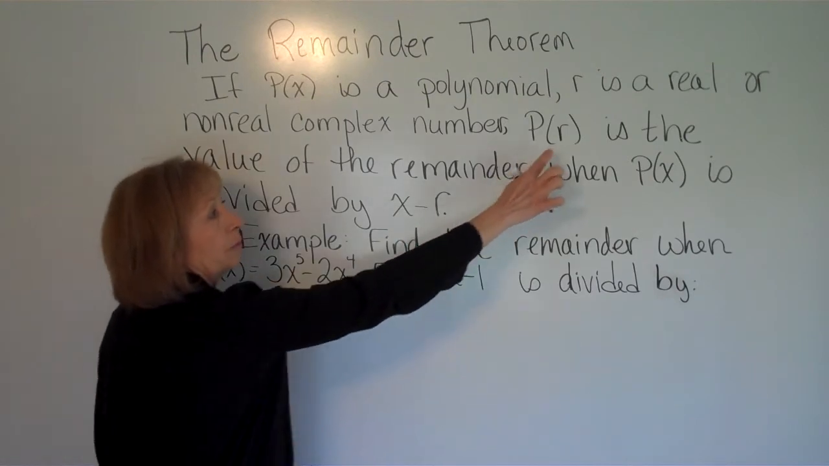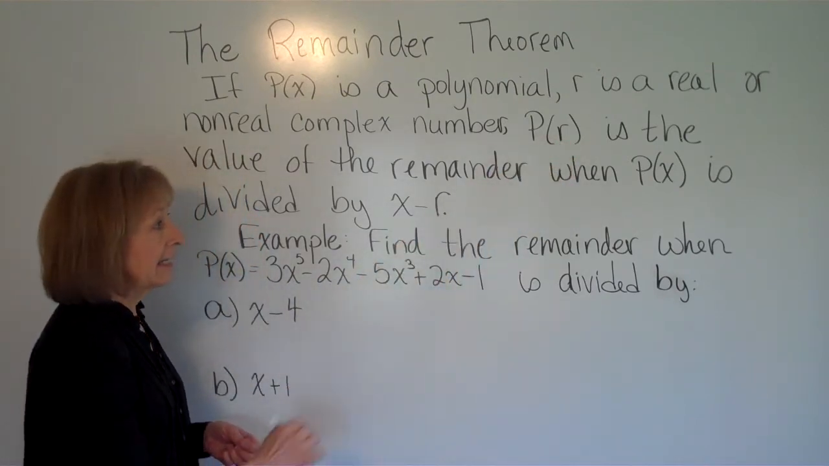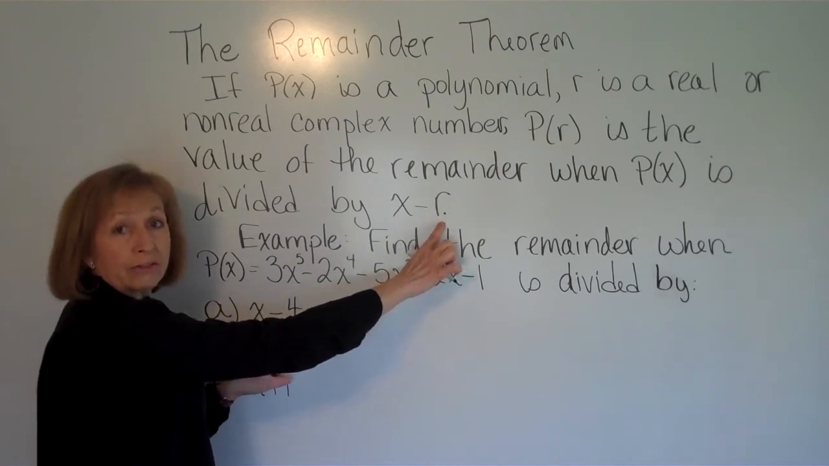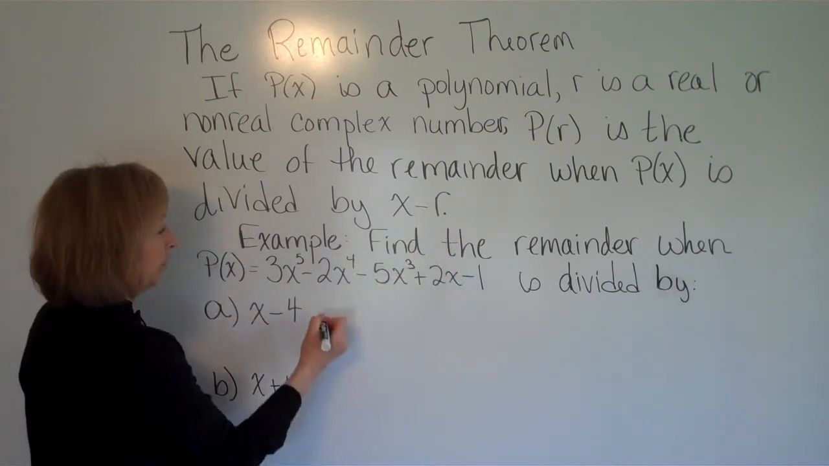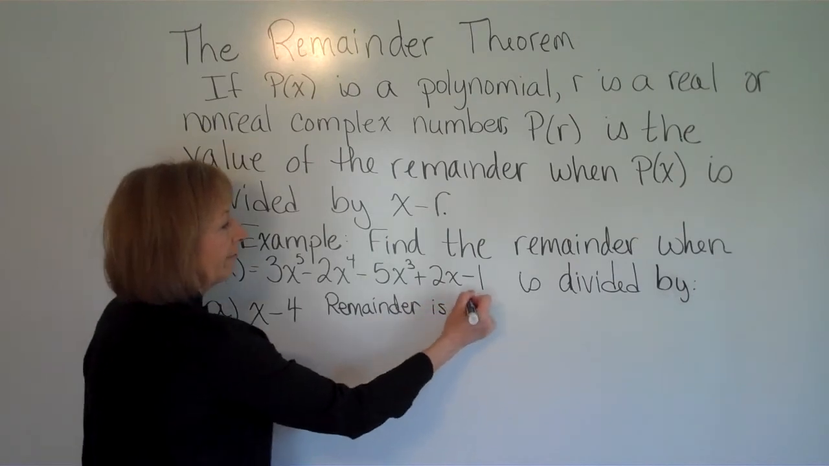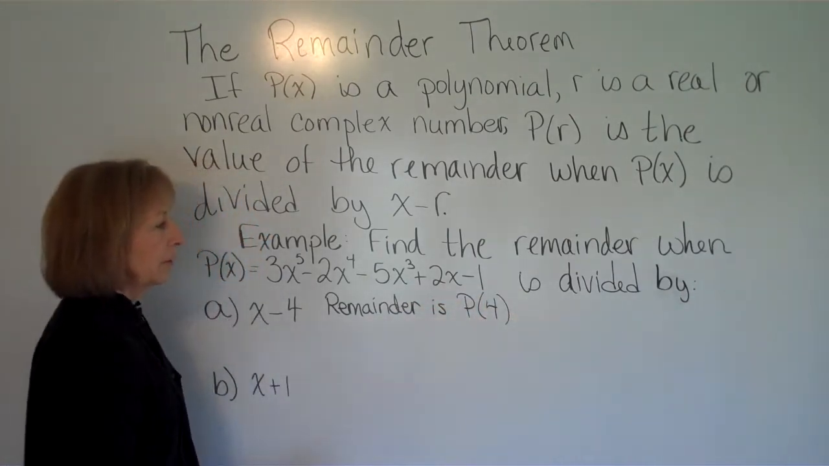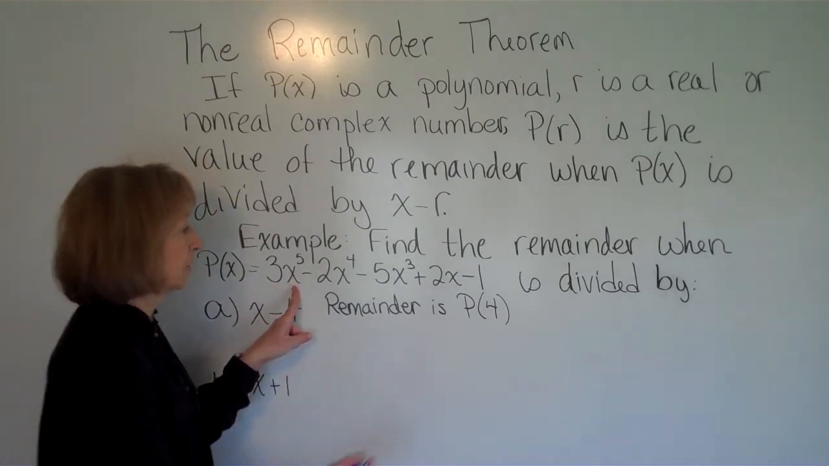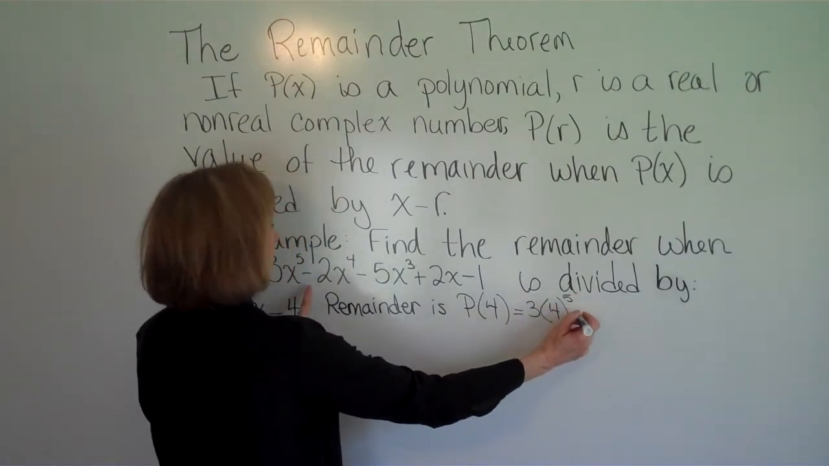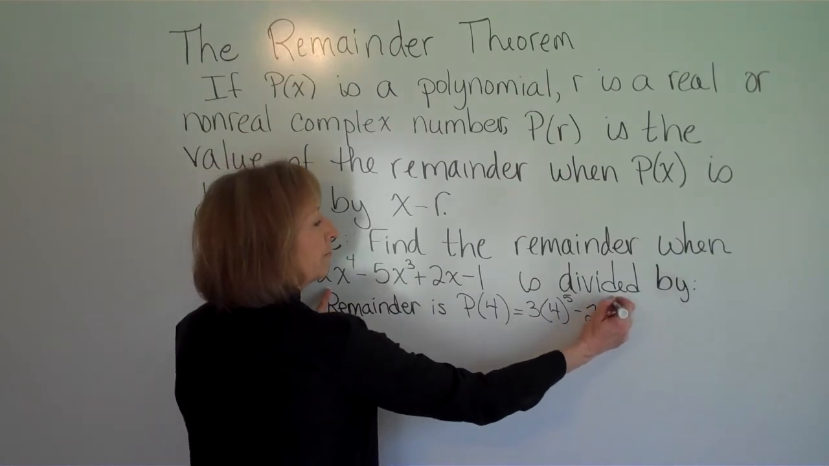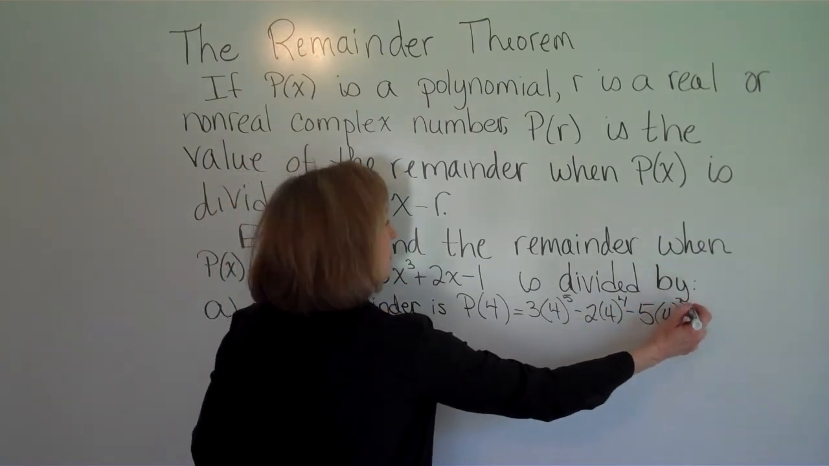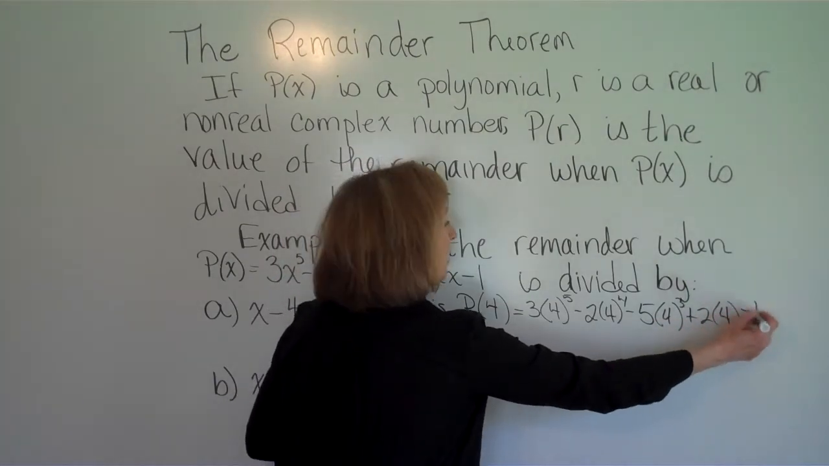Now the r that you plug through the polynomial in for the x's is what follows the minus after it. So here x minus, my r in this first one is 4. So to find that remainder, I find p of 4. So I'm going to take out all of the x's in my polynomial and put in 4's instead. So this is 3 times, take out the x and put in 4, raise it to the fifth power, minus 2 times, take out the x and put in 4, raise it to the fourth power, minus 5 times 4 to the third, plus 2 times 4, and then minus 1.